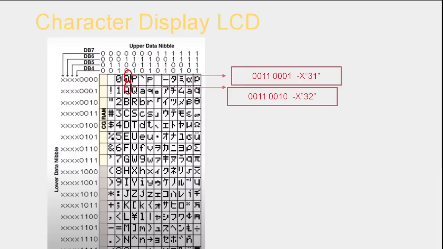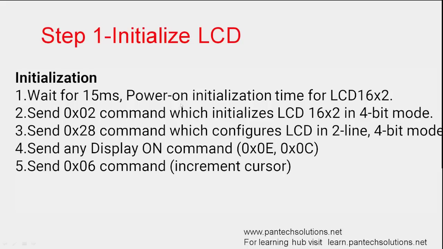So here are the steps. Step 1 is to initialize the LCD. You send 0x02 as a command, which initializes the LCD in 4-bit mode, and 0x28, which configures the LCD in 2-line 4-bit mode. For 8-bit mode it is 0x38, so you have to check the datasheets. The display on command is 0x0E or 0x0C, and the 0x06 command is to increment the cursor. You could get the command list if you just Google the command datasheet of the LCD, which shows what commands are available on the LCD.